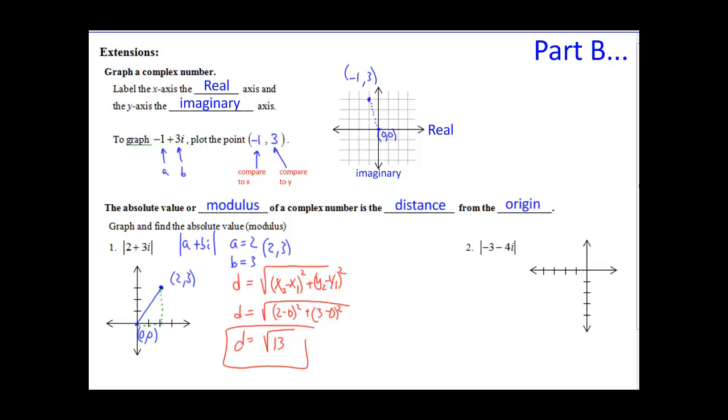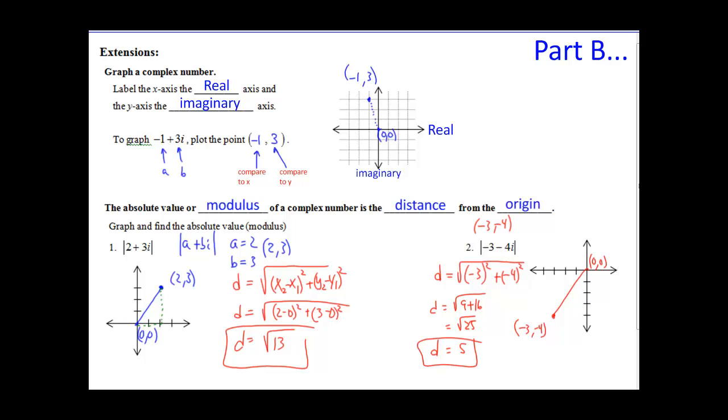If we look at number 2, we do the same thing. The point that we're trying to graph is (-3, -4), and we're trying to find that distance all the way to (0, 0). So the modulus, or distance, is equal to -3 minus 0, which is -3 squared, added to -4 minus 0, which is -4 squared. d equals the square root of 9 plus 16, so d is equal to the square root of 25, so d is equal to 5.